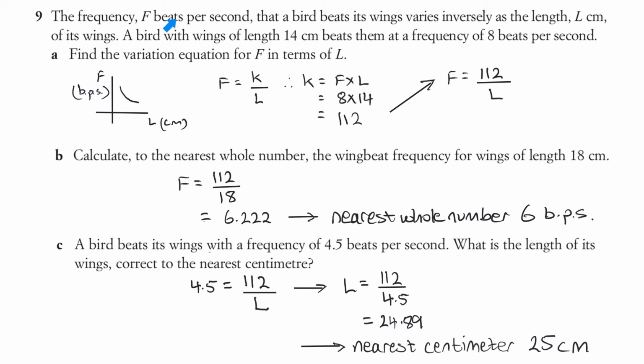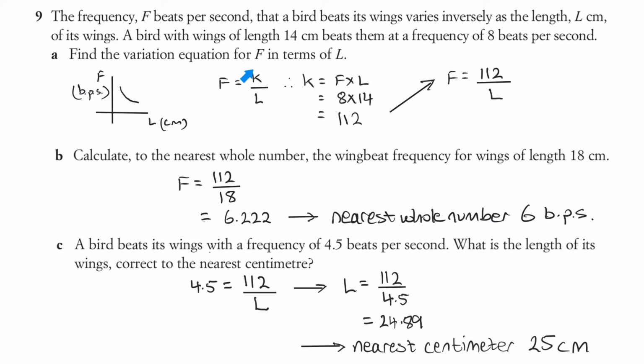Question 9. The frequency F beats per second that a bird beats its wings varies inversely as the length L centimetres of its wings. A bird with wings of length 14 centimetres beats them at a frequency of 8 beats per second. A. Find the variation equation for F in terms of L. It's a good idea to write something like this. We've got F on the y-axis, L on the x-axis, with the units beats per second and centimetres.